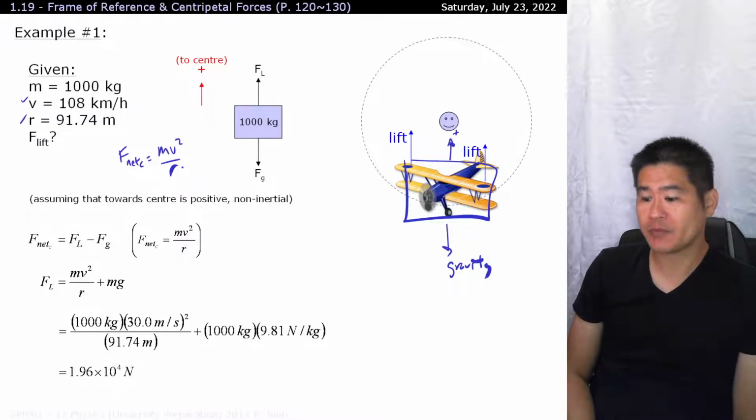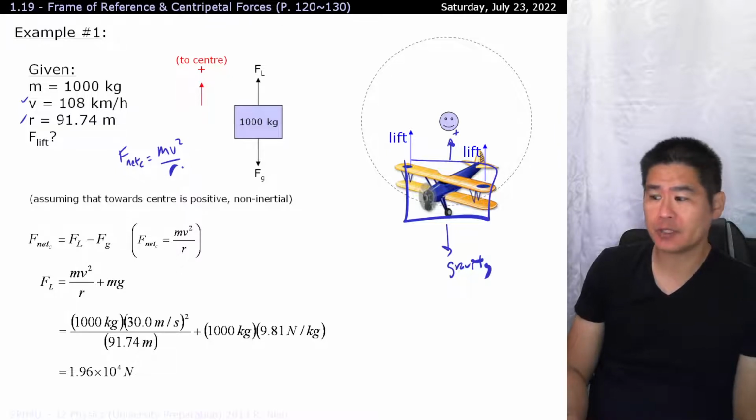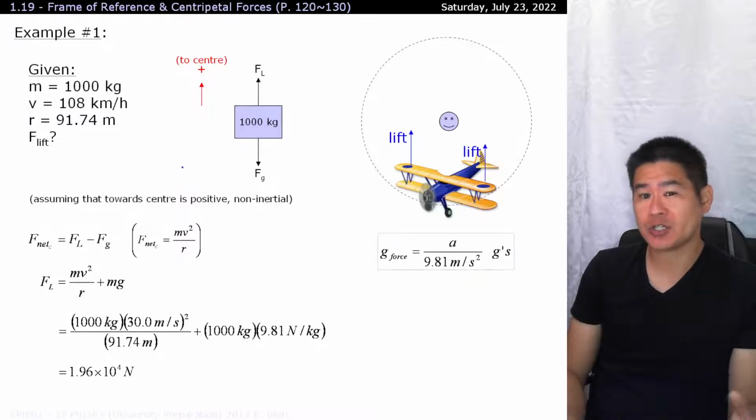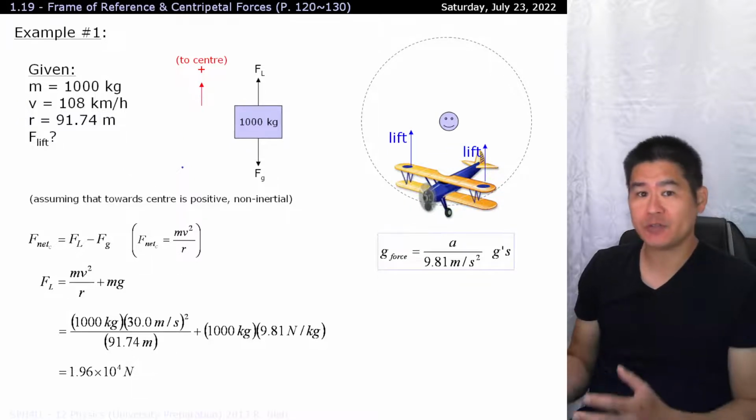Okay, remember our previous value was 9.8, I think, kilonewtons, and now our value is 19.6 kilonewtons. All right, so it's effectively doubled here. In fact, we can do a side calculation to figure out how much this has changed us in the perception of g forces.